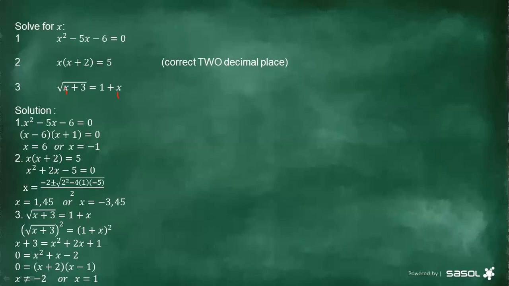If you take 1, for instance, you put 1 here: 1 plus 3 is 4, square root of 4 is 2. And then if you put 1 here, 1 plus 1 is 2. So 2 equals 2, all right?